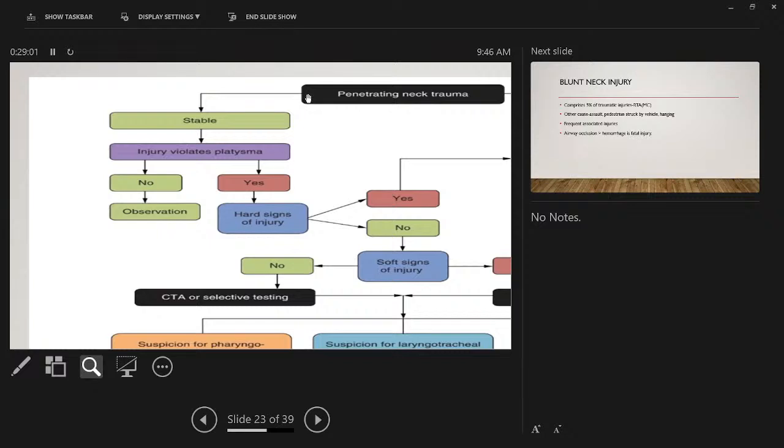In a penetrating neck trauma, if the patient is stable and the platysma has not been violated, then the patient has to be under observation. If the platysma has been disrupted, the patient should be examined for hard signs. If hard signs are there, they immediately take the patient for emergent surgical repair. If hard signs are absent, then check for the soft signs.